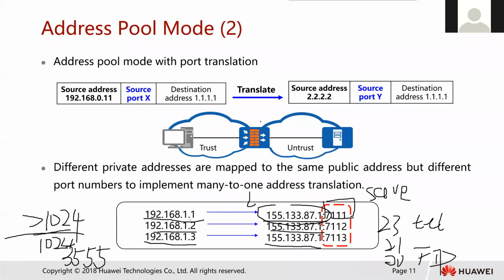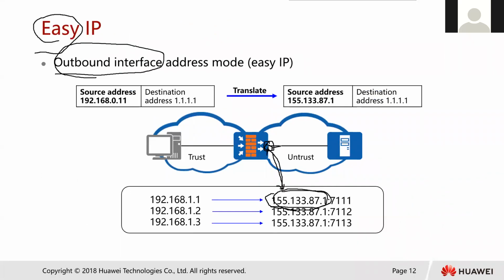For example, maybe 155.1.1.1, but you need to create an IP address like this to do the translation. This is the port mode. But in Easy IP, this IP address can be the outbound interface, because the outbound interface IP address you have already configured. So you don't need to create a new IP address to do the translation. It uses the outbound interface IP address. So this is why it's called Easy IP.